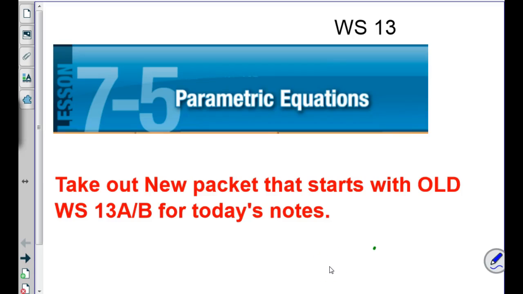Parametric equations. Does everybody find this on the front of their packet? Okay. So it says worksheet 13AB. That's from the chapter 7 packet.